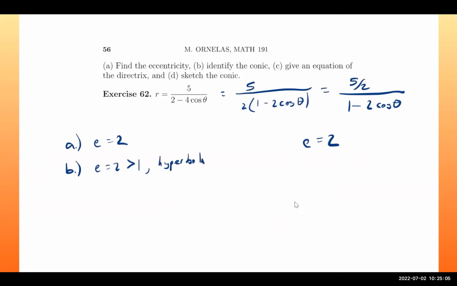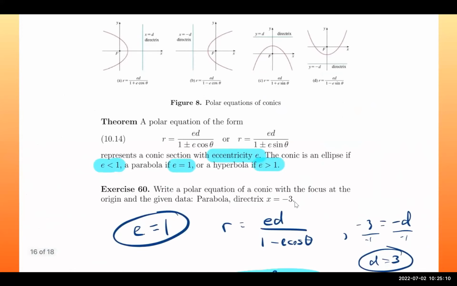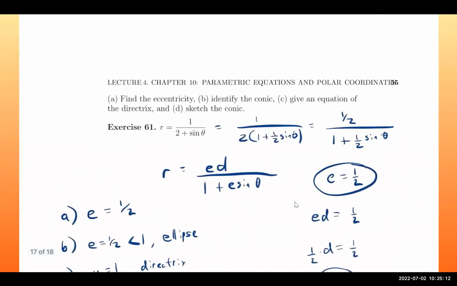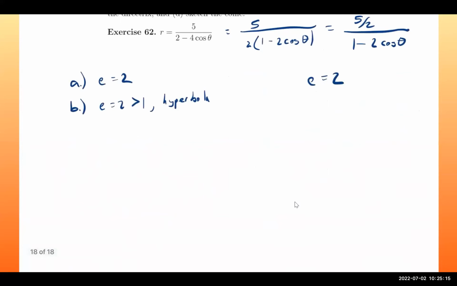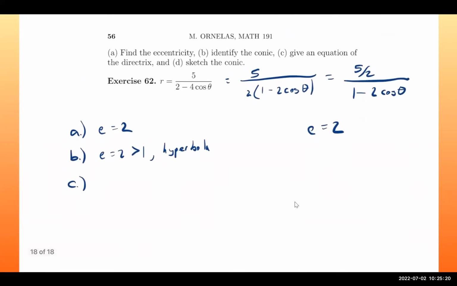Part B, since E is 2, which is greater than 1, that makes it a hyperbola. All right, we can confirm that here. If E is greater than 1, it's a hyperbola. All right, part C, now we got to determine what the equation of the directrix is. So E times D has to equal the numerator, which is 5 over 2. Plugging in 2 in for E and solving for D will give us 5/4.